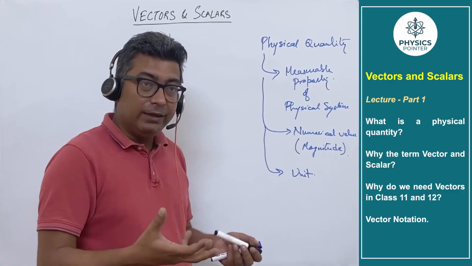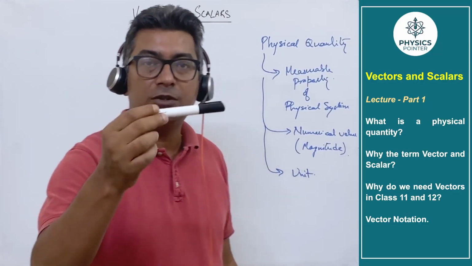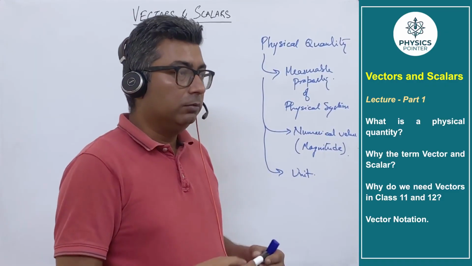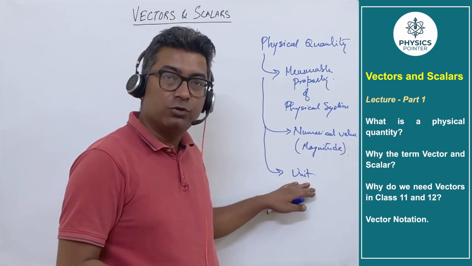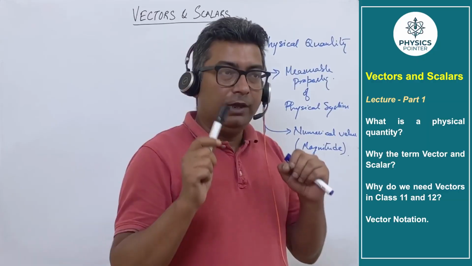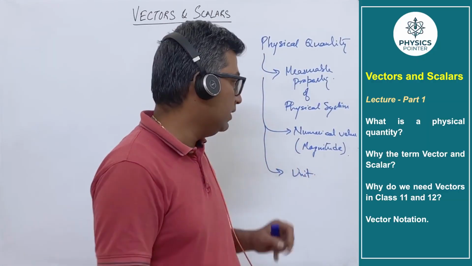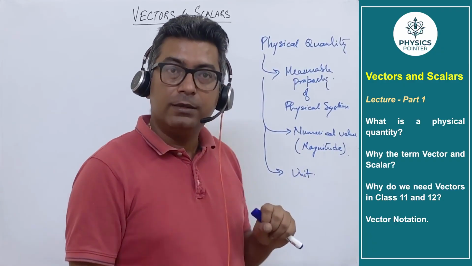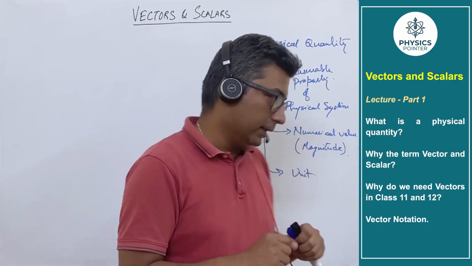Numerical value or magnitude is something which defines that value. So for example, the mass of this pen, let's say 50 grams. So 50 is the magnitude of it, and it has a unit. So gram is the unit. So that is what a physical quantity means. If I say a force of 5 Newton, so 5 is the numerical value or magnitude, and Newton is the unit. So we understood what a physical quantity is.